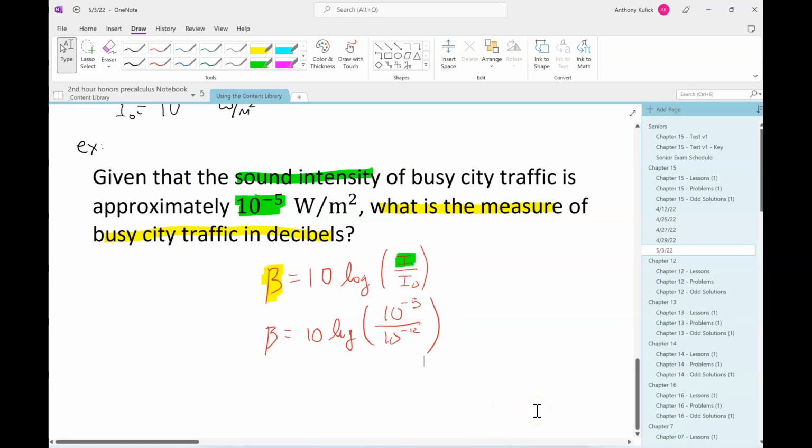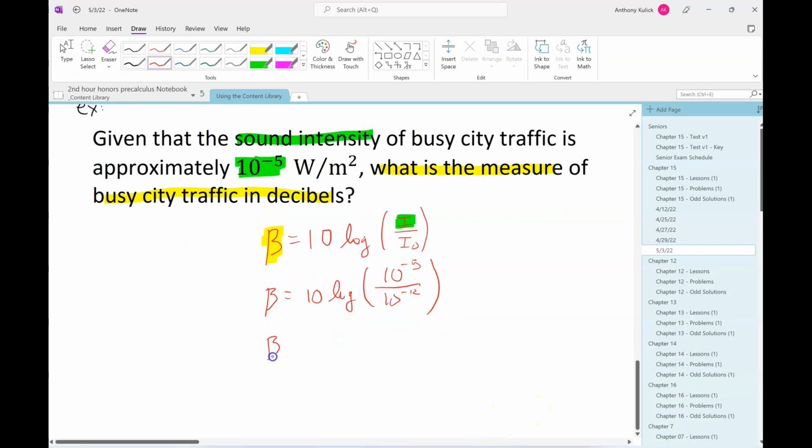So when I type that into my calculator, I don't even need my calculator for this. Just 70. Right, 10 to the -5th divided by 10 to the -12th is 10 to the 7th. Log of 10 to the 7th is 7. 10 times 7 is 70. Or you could type it in your calculator if you'd like. Nothing wrong with doing that. Not all of us are mental math wizards.